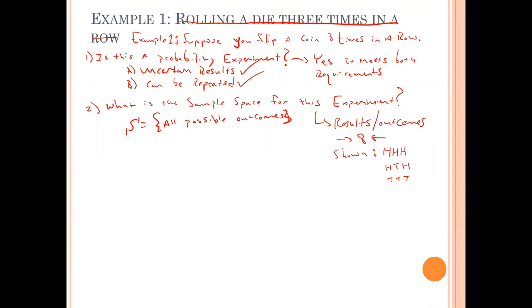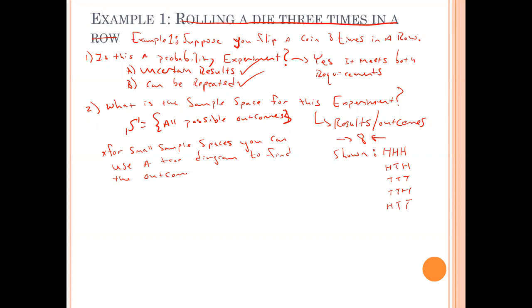Okay, so I have to figure out all the possible combinations of this. Like I could go tail, head, I could go head, tail, you know, I've got 5 of them there, so there's only three others, but for small sample spaces, you can use what's called a tree diagram to find the outcomes. Okay. So what that would look like is this.